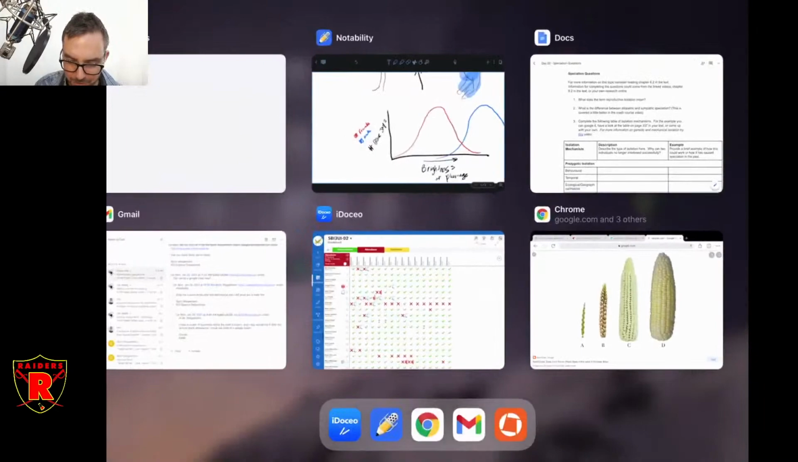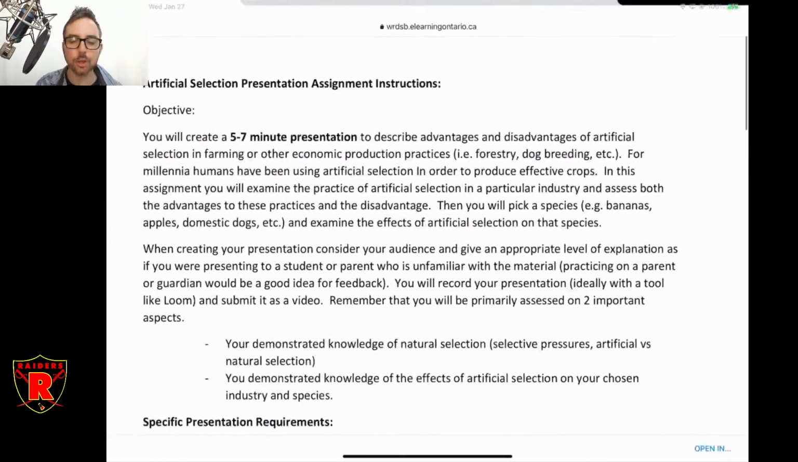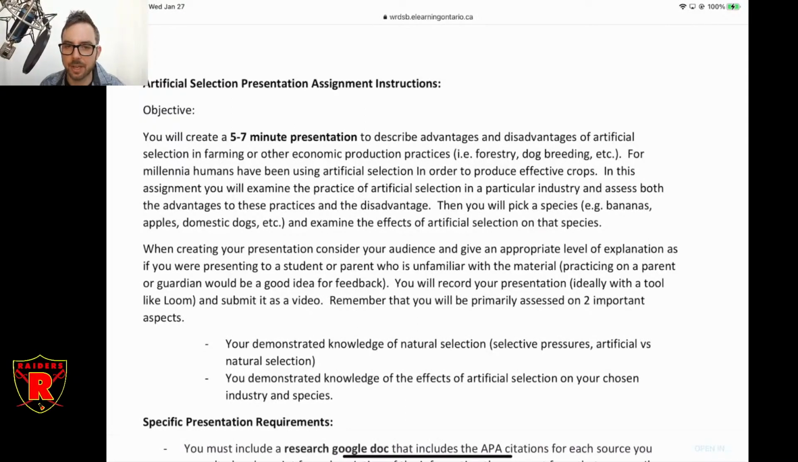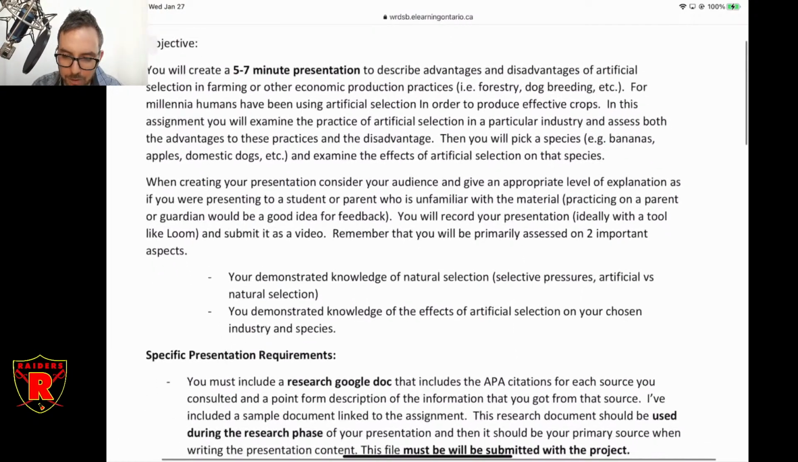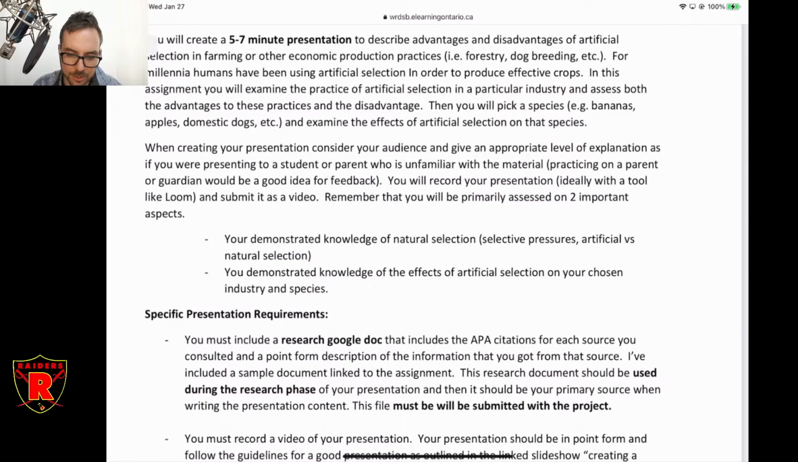Hold on, where am I going here? Here we go. Okay, so you're going to pick something that humans have done that for. And wow, is there ever a lot to choose from here? We do this, like I said, all the time. Pick a crop. You could talk about forestry, dog breeding. I mean, you name it. There's a million things that humans do artificial selection with in order to produce a more effective whatever, okay? So you're going to pick one of those things.